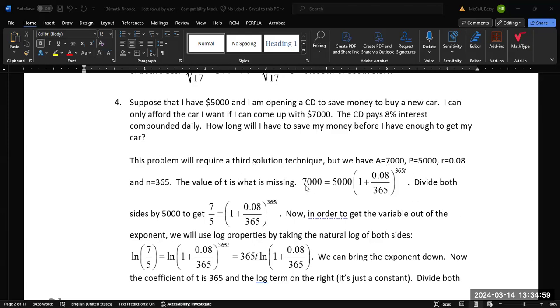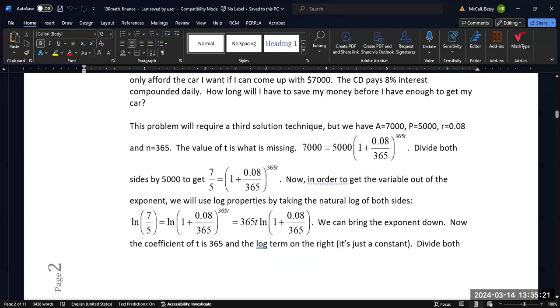So A is 7,000, that's our goal. P is 5,000, that's what we have. The interest rate that we're getting is 8%. And if it's compounded daily, then our denominator is 365 and our exponent is 365 times t. T will be the number of years. So we begin as we did with the last example.